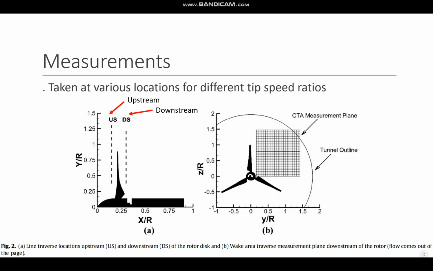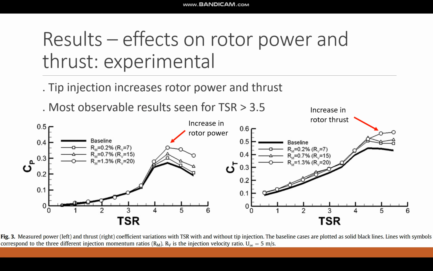Measurements were taken for different tip speed ratios at various locations. The measurement locations where the upstream and downstream measurements and wake area traverses were taken is shown in Figure 2. Effects on power and thrust. Figure 3 presents the measured power and thrust coefficient variations for the baseline when no injection occurs and injection cases.